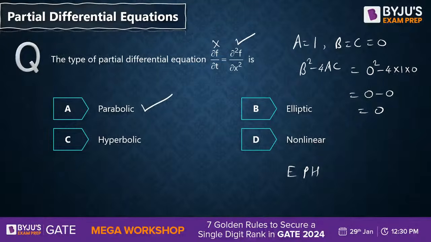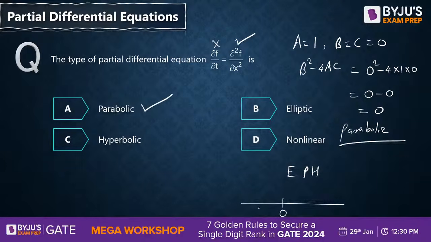What happened, was it wrong? EPH: 0 for parabolic. Elliptical means negative, that's why E is coming first. See, 0, less than 0, greater than 0. EPH. So 0 means parabolic.